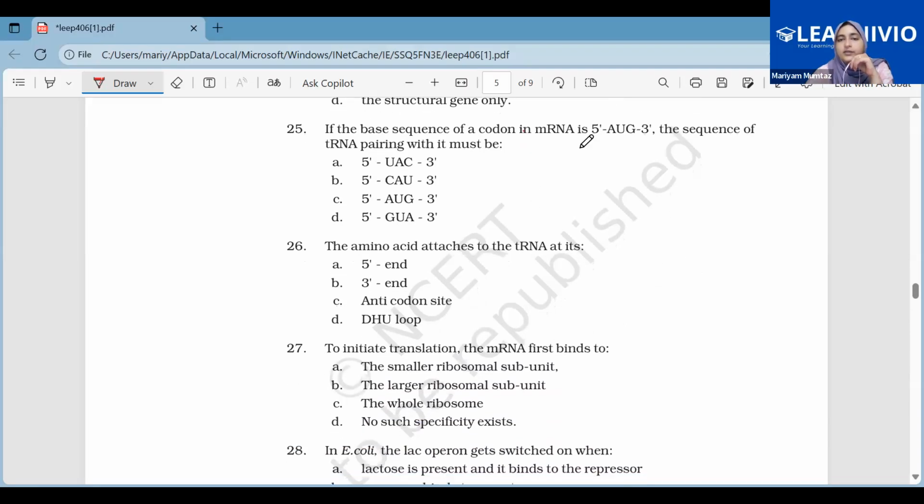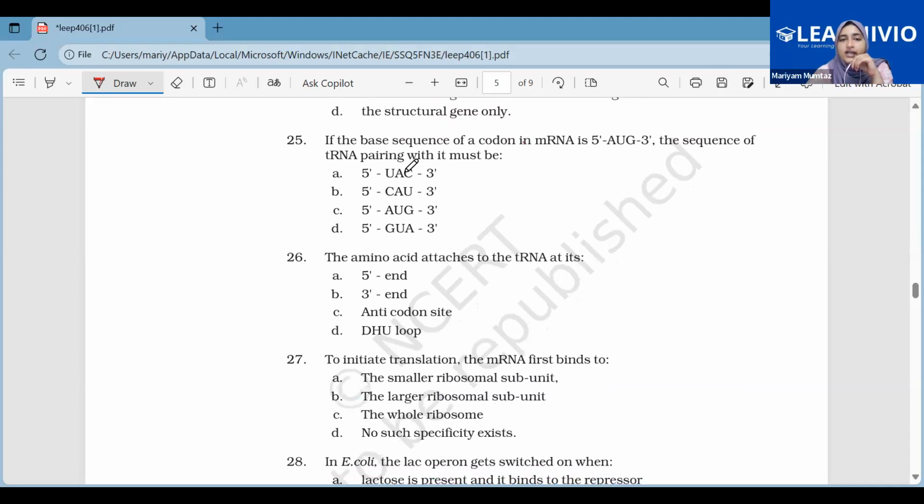If the base sequence of codon in mRNA is AUG, the sequence of the tRNA base pairing would be? Is it option B? Sure, B. CAU. Yeah, but in the opposite direction.